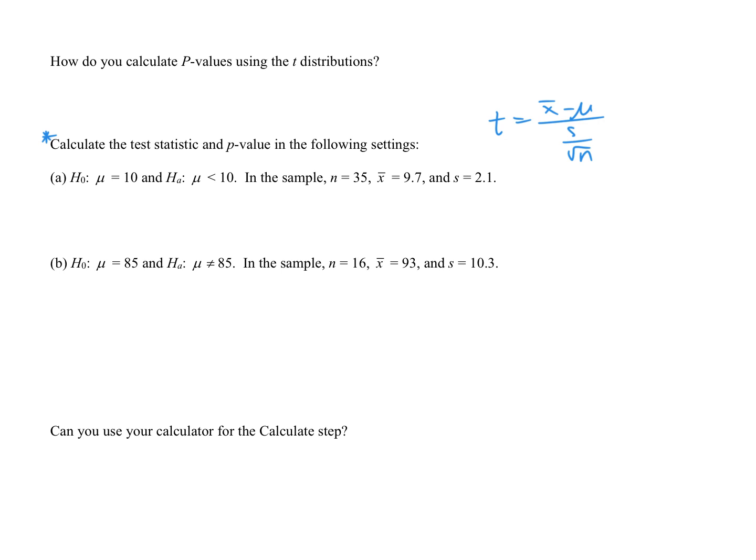For the first one, t equals, our sample mean is 9.7, so we have 9.7 subtract mu, which is just the null value, so that's 10. And then we're going to divide by 2.1 over the square root of 35. If you trust me, you get about negative 0.845.